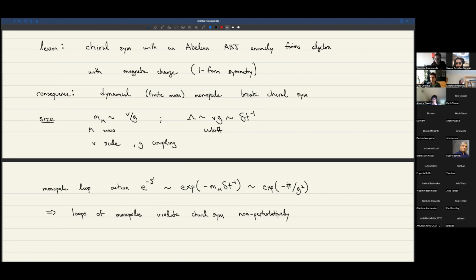Sorry, can I ask a question at this point? Sure, of course. If you view this U1 as embedded in some non-abelian gauge theory, is what you're saying the statement that there are instantons in the UV, they're very suppressed? This is your monopole loop? Yes, exactly. That was exactly going to be the next line I wrote. Thank you for the question. So maybe I'll just write it now. This links monopole loops with UV non-abelian instantons.